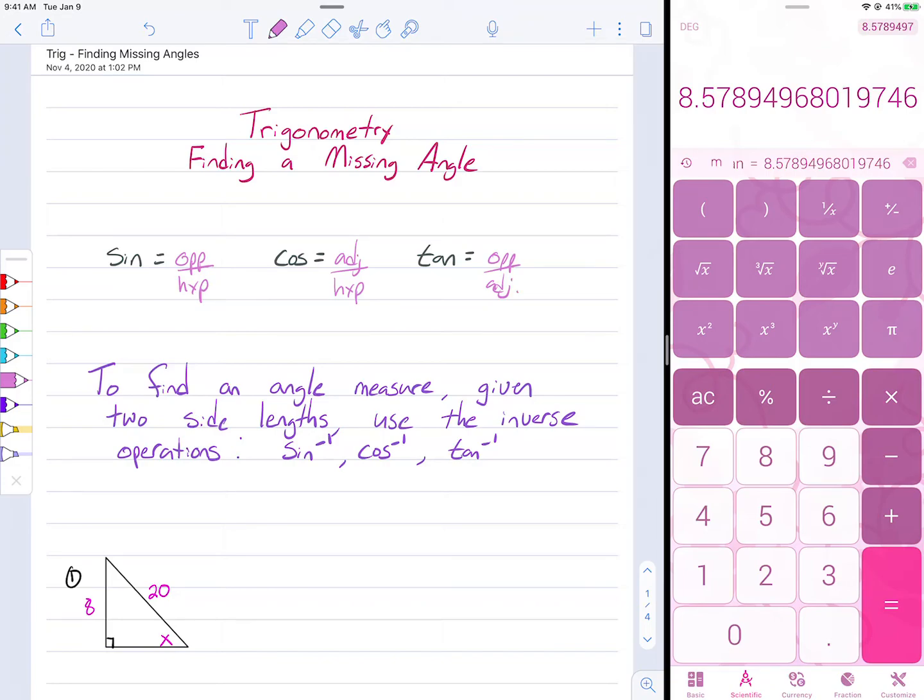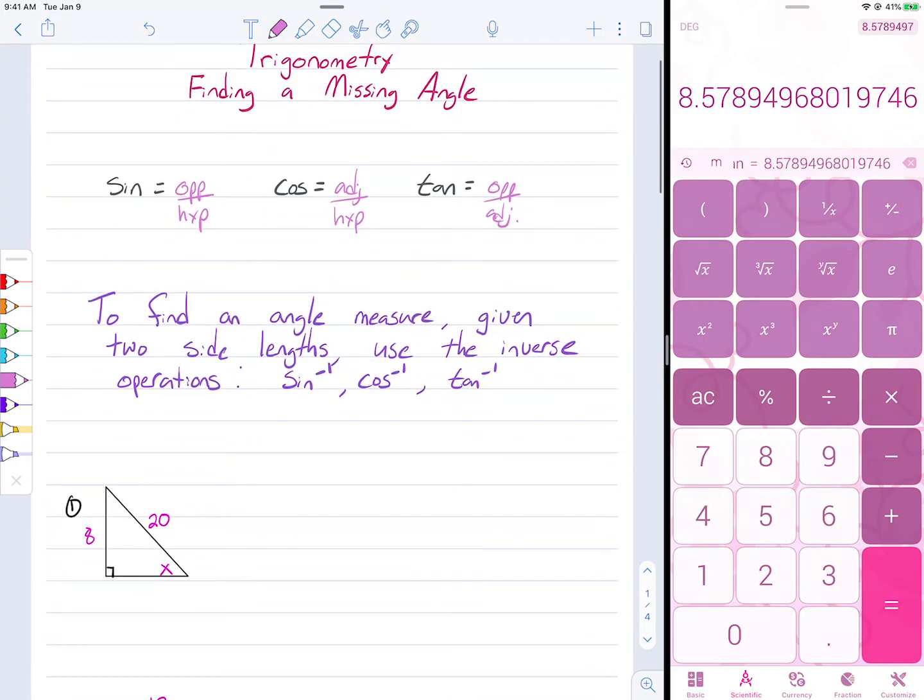So we are still going to be using those same trig ratios, but we're going to be using them in a slightly different way. Because what we're going to do is find an angle when we're given two side lengths. Now, to find an angle measure when you're given two side lengths, we use what's called the inverse operations. So they have these little -1 coefficients. And the way you say this is the inverse of sine, the inverse cosine, and the inverse tangent. It can also be called the arc sine, the arc cosine, and the arc tangent. Same idea.